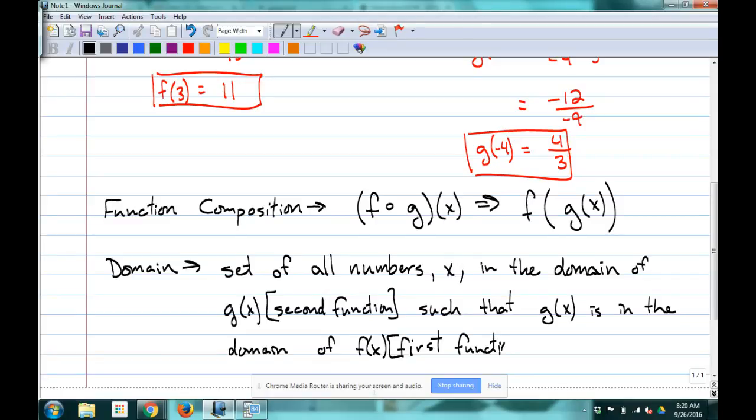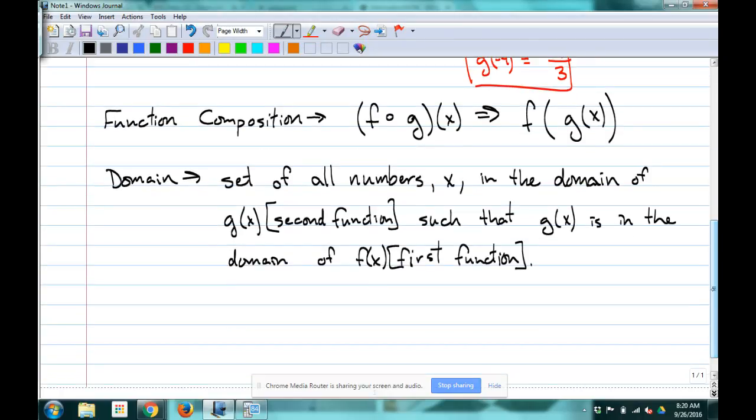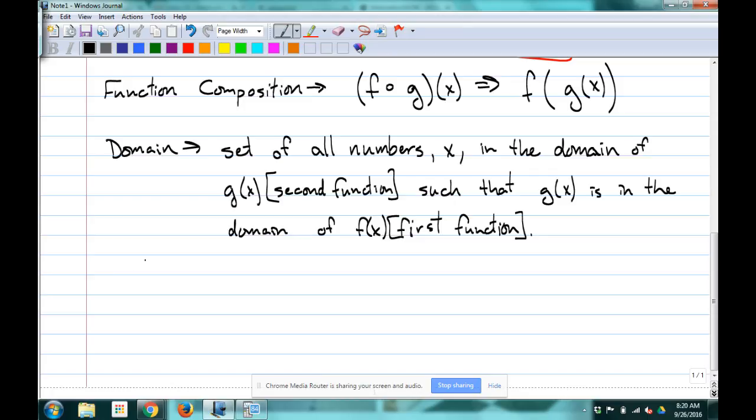Okay, so kind of wordy definition, but I think as we start doing some examples here, you'll be like, oh, well, that's not that bad. I can actually do that pretty good. All right, so let's start with a fairly simple one.